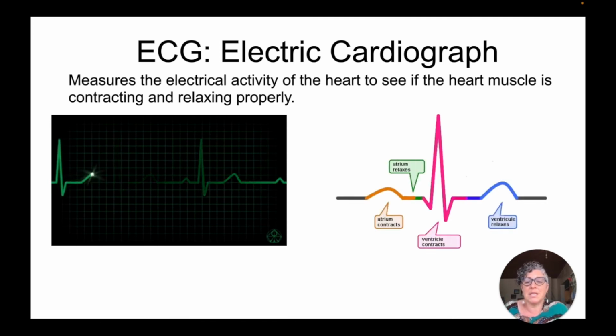So what does this graph tell us? Well, there are different peaks and valleys on the graph, and so the first small little peak is when the atria are contracting, and then when the line flattens, the atria have relaxed, and then we see the tall peak for the ventricles contracting, and then we see the smaller peak after that for the ventricles relaxing. And so that's the basics of what this particular graph will tell you.